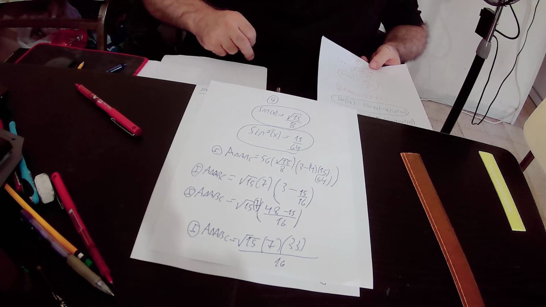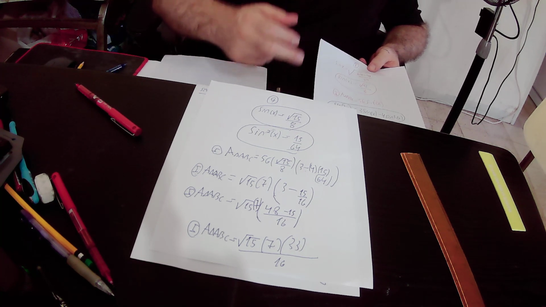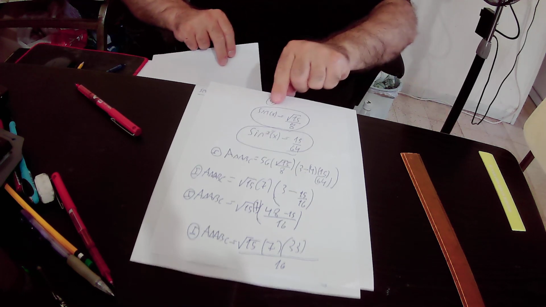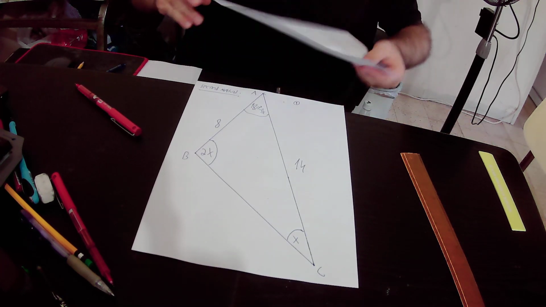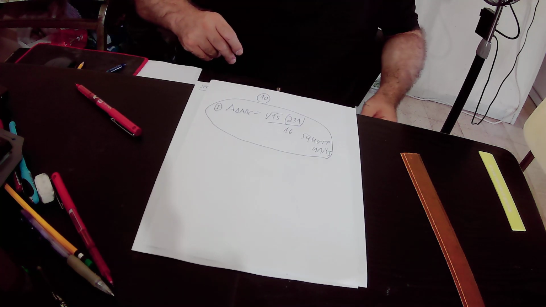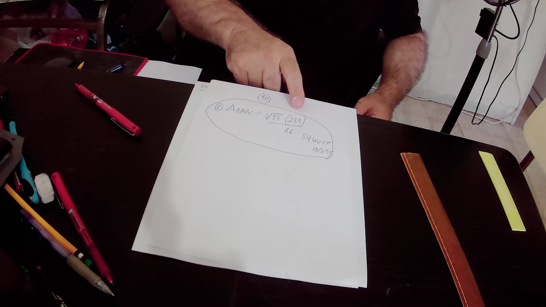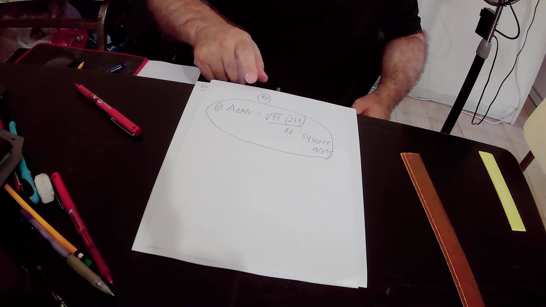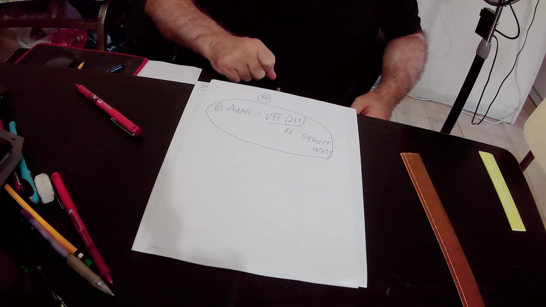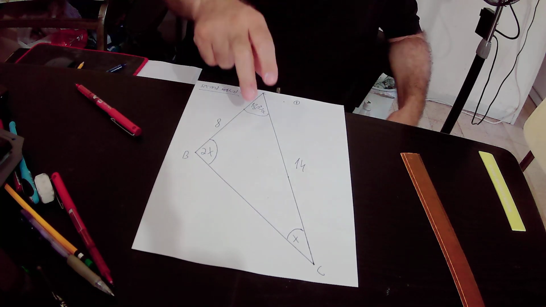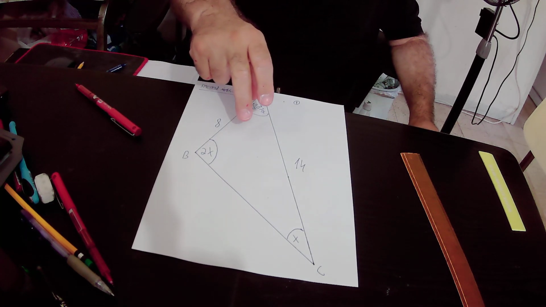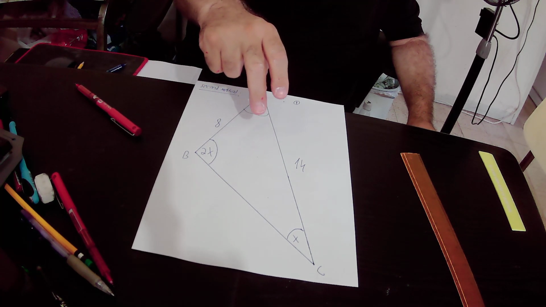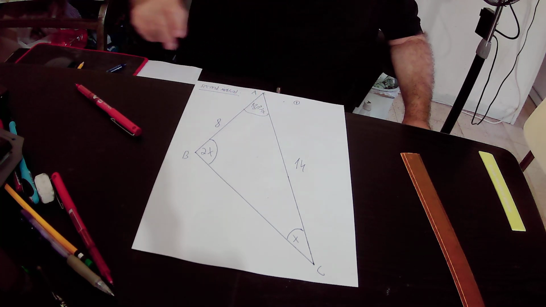Okay? And after we did the substitutions, we got the area of triangle ABC. We found out that the area of triangle ABC equals root 15 times 231 over 16 square units, and it is exactly the same result that we got in the first method. Okay, so the area of this triangle ABC, according to the second method, equals root 15 times 231 over 16 square units. Okay, thank you very much.